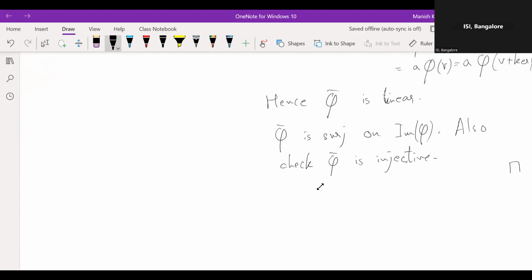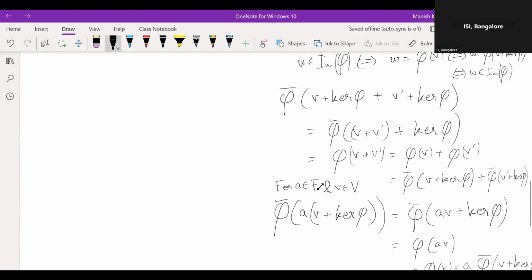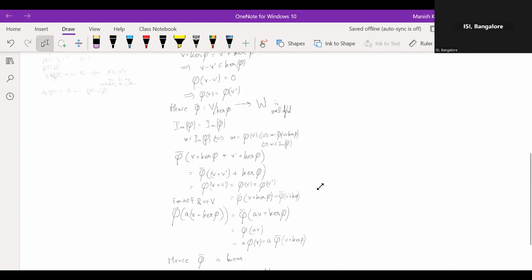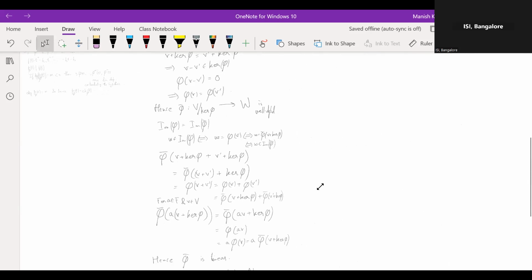So is this clear? Any questions on the first isomorphism theorem?